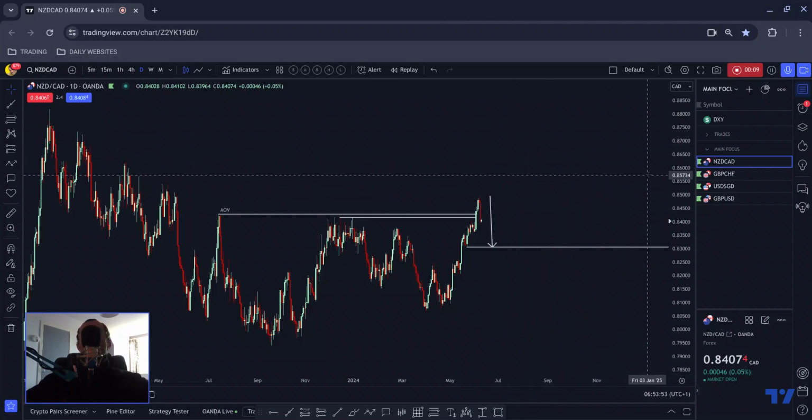So, I have four pairs on watch this morning. Those are Kiwi CAD, Pound Swiss, Dollar Singapore, not one I usually have on watch, but for good reason, and Pound Dollar. Okay, so Dollar Singapore is my little hedge play.